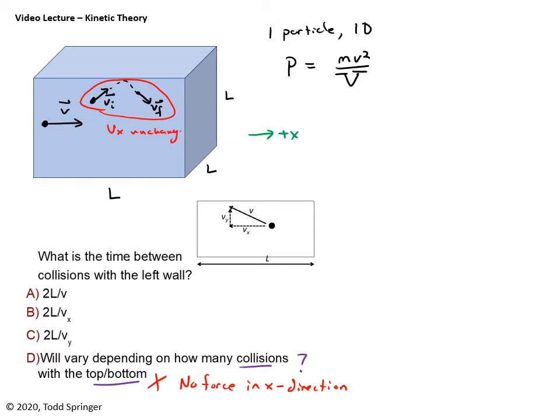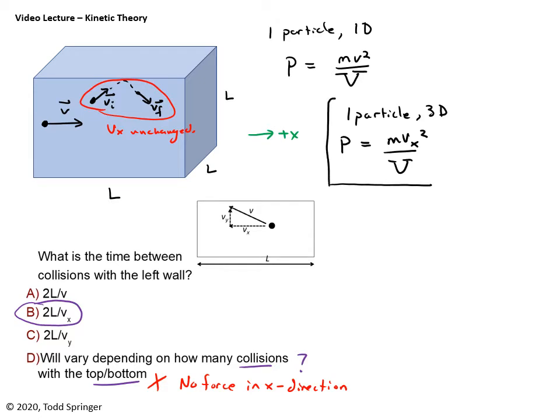Unchanged. So the answer to this one is 2L over Vx. The collisions with the top and the bottom don't matter because they don't change any speed in the x direction. And so what I get, for one particle in 3D, is that my pressure is going to be mvx squared over V. Nothing else changes in the analysis. So F equals delta P over delta T, that's still the same. The only thing that's different is the time between collisions, which now depends on the x component of the velocity. Okay, so that's the first modification.